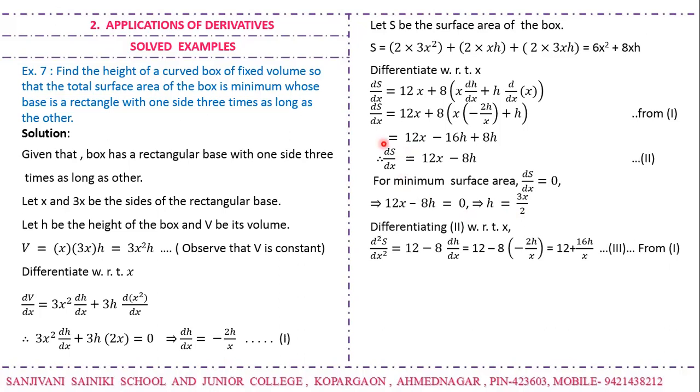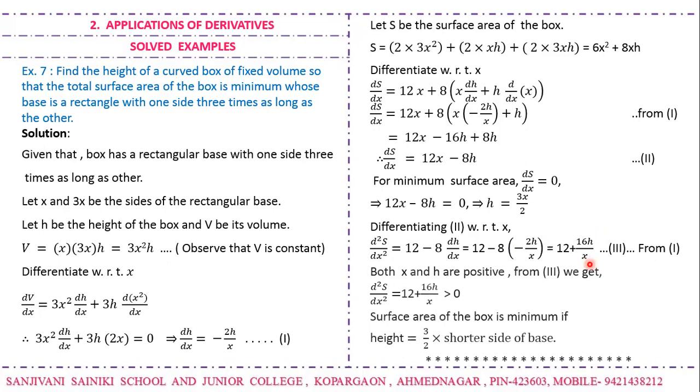Now again differentiate this surface area with respect to x. What you get? We obtain 12 plus 16h upon x. So for both x and h positive, this second derivative is also positive. So the surface area of the box is minimum when the height of the box is equal to 3 by 2 times the shorter side of the base. If this is the condition, then the surface area of the box is minimum.